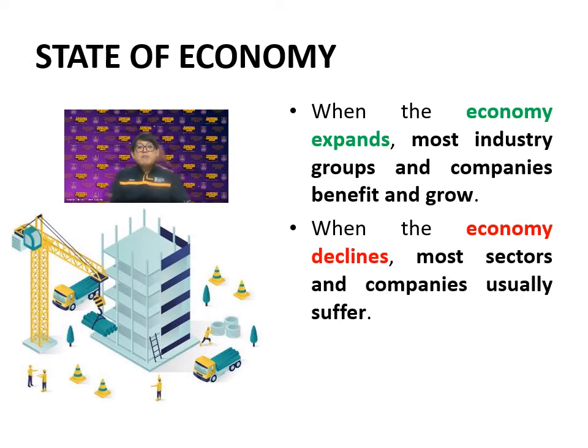For example, when the economy expands, most industry groups and companies benefit and grow. So you will see that at this time, most investors start to jump into the stock market by buying common stock. And when the economy declines, most sectors and companies usually suffer. So here you can see that the main market index represented by the FTSE Bursa Malaysia KLCI starts to decline. Why does this happen? Because investors start to pull out their investment. For example, banking and construction often hit hard times during an economic recession.